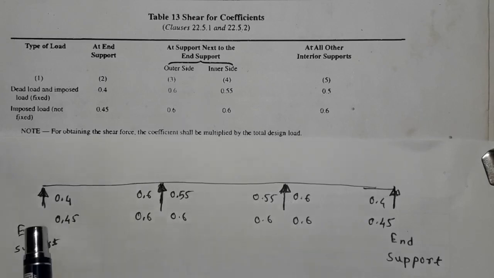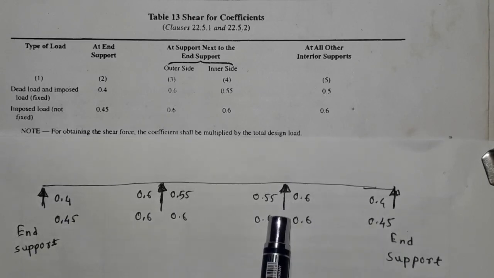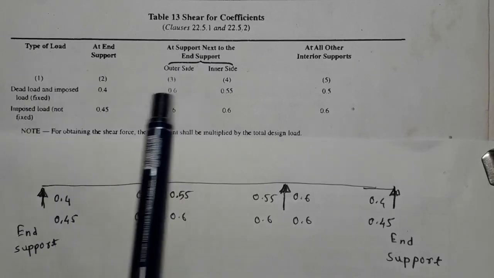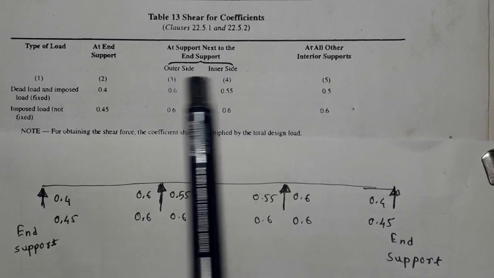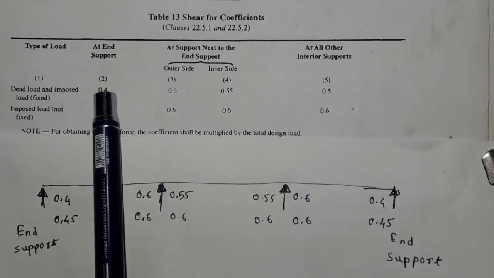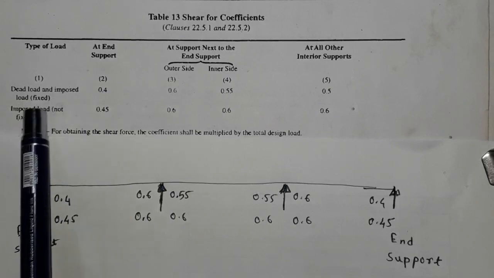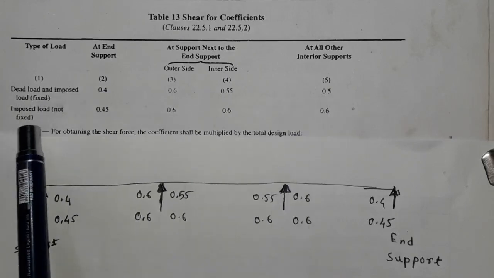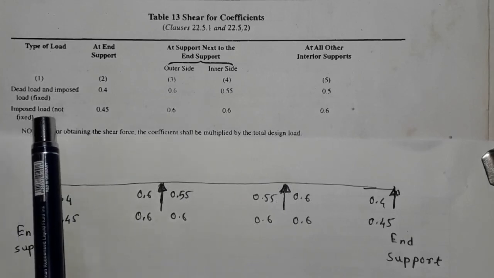So it is a support next to end support. It is also a support next to end support. Now here the values of shear force coefficients are given. Now this upper row or the first row gives us the values of shear force coefficients for dead load, whereas dead load and imposed load which are fixed. Now the second row gives us the values of the shear force coefficients for imposed load.